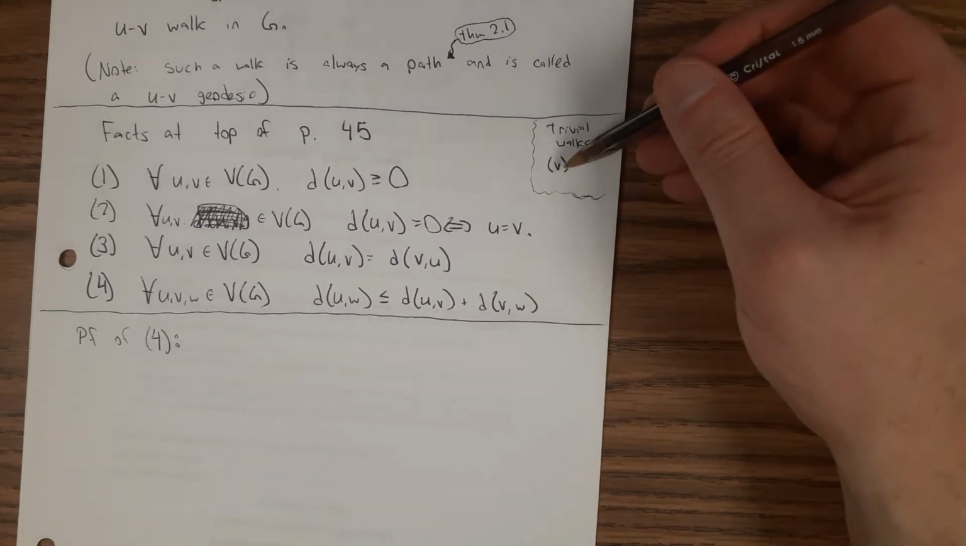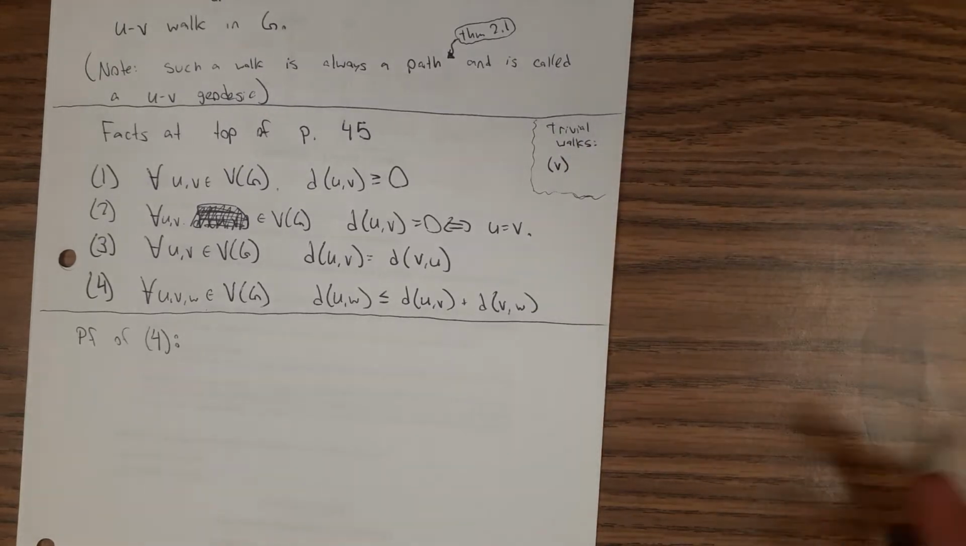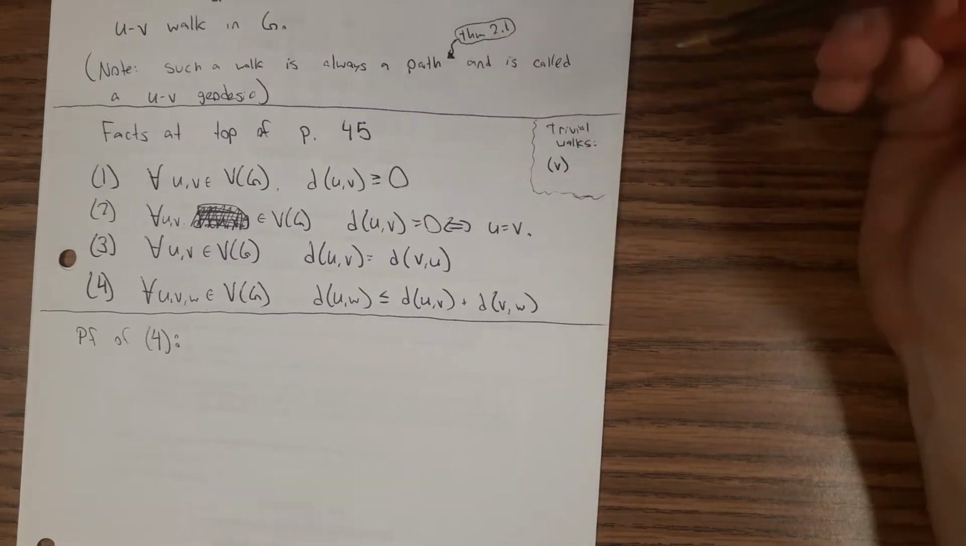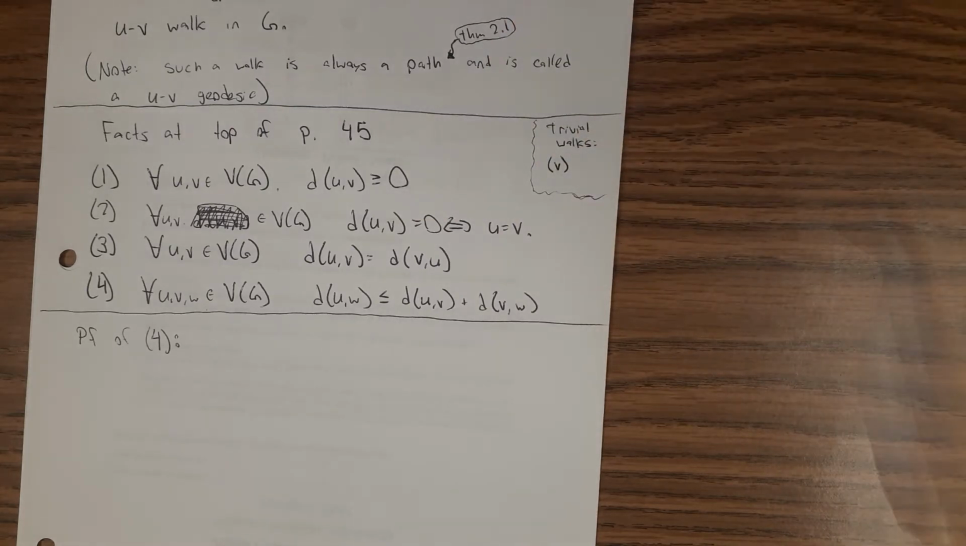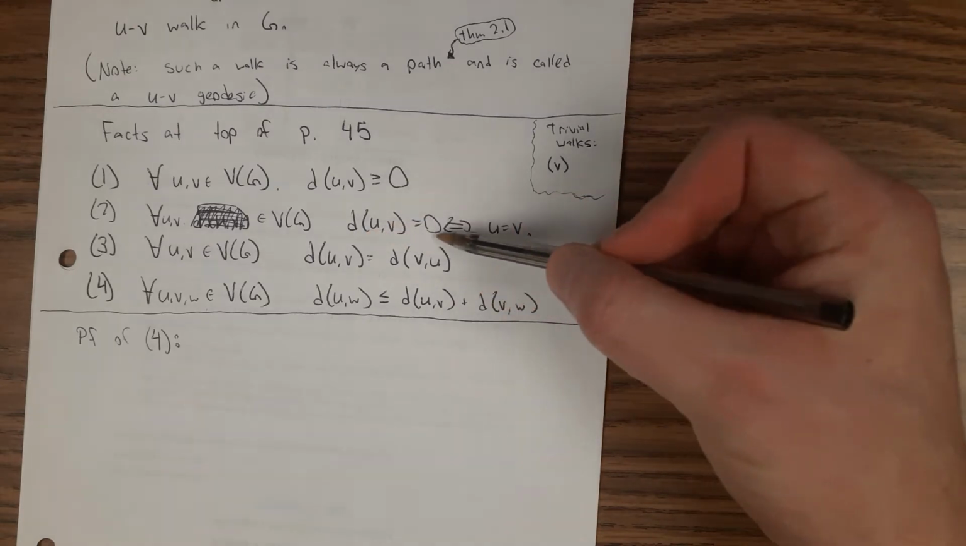Because we have these trivial walks, this is why the distance from a vertex to itself is 0: you can start at that vertex and then end at that vertex, and that's a walk of length 0, and you're not going to get a shorter walk than that, so that's the shortest one. So that's why this implies this.